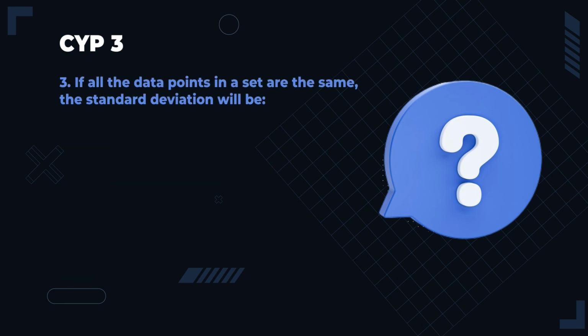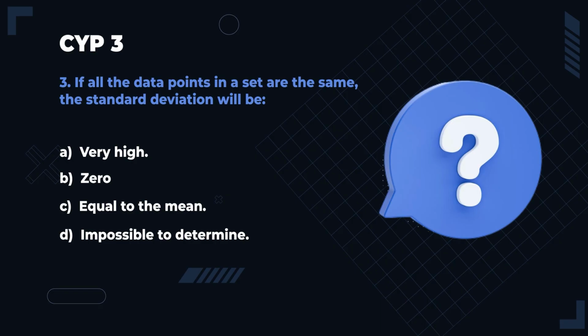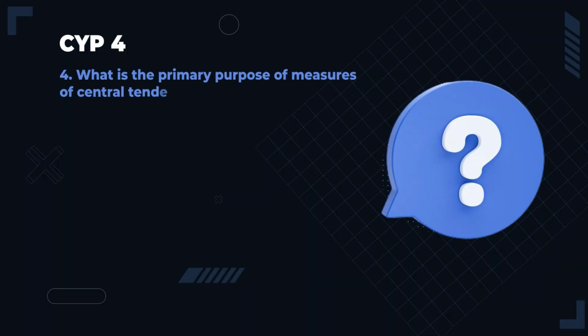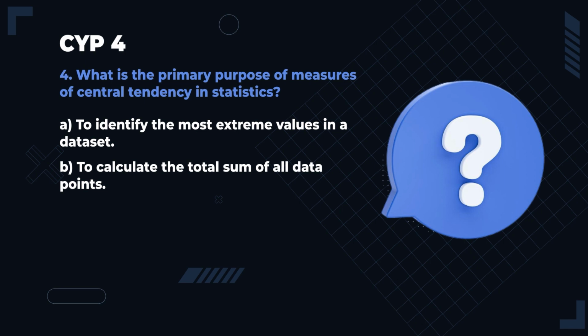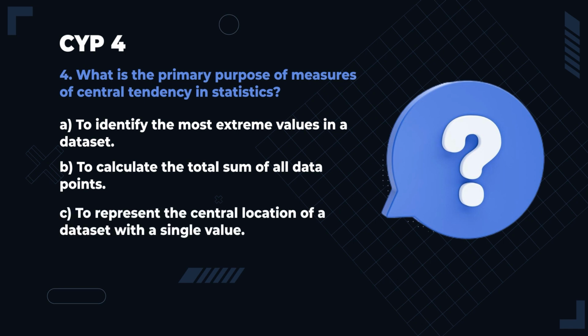Question 3 is: if all the data points in a set are the same, the standard deviation will be A, very high; B, 0; C, equal to the mean; D, impossible to determine. Then fourth: what is the primary purpose of measures of central tendency in statistics? A, to identify the most extreme values in a data set; B, to calculate the total sum of all data points; C, to represent the central location of a data set with a single value; and D, to assess the variability of data within a set.